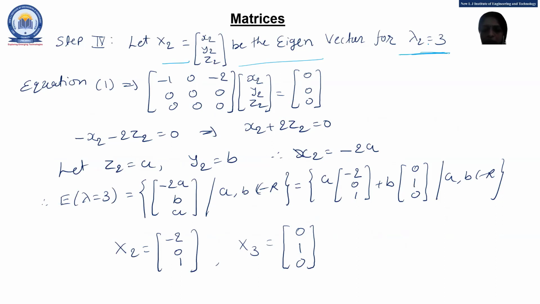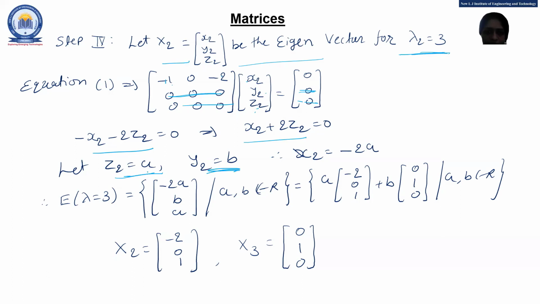Similarly, for x2, we want to find the eigenvector for lambda equal to 3. So by substituting lambda equal to 3 in our characteristic equation, we have this equation. So here minus x2 minus 2z2 equal to 0, right? Students, in these equations, we have two equations which are 0 on both sides, the second row and third row. It means in this case we have two free variables, right? So let's assume that z2 is A, one free variable, and y2 is B, the other free variable.